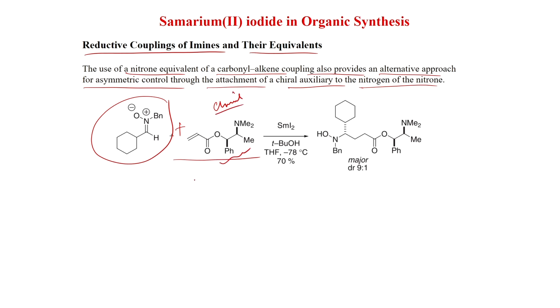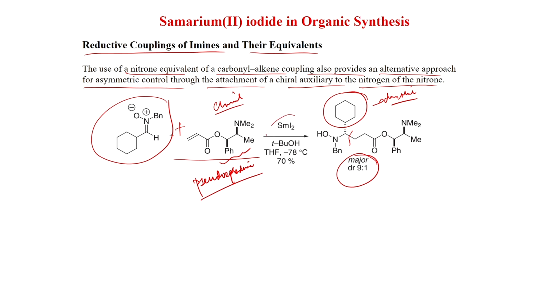pseudoephedrine is present here, and now this CC bond will form. So, this is the newly generated CC bond, and this newly generated CC bond is formed in a highly diastereoselective fashion, so that the cyclohexyl group is on the downside. So, this is downside, and the diastereomeric ratio is 9:1.